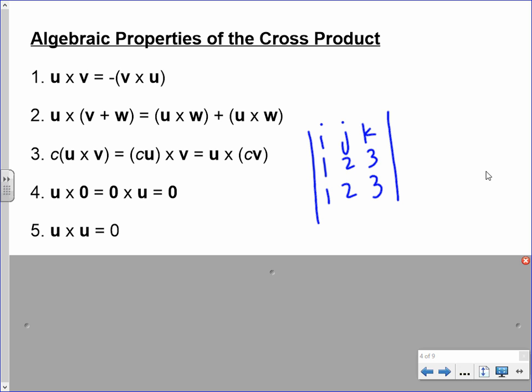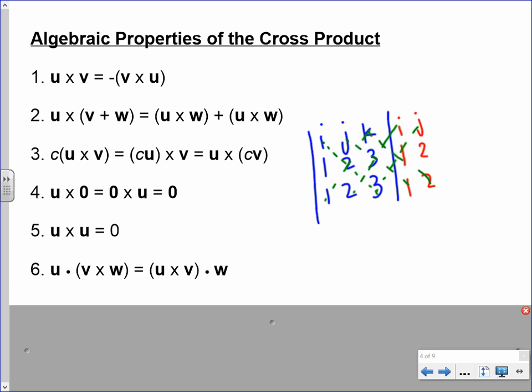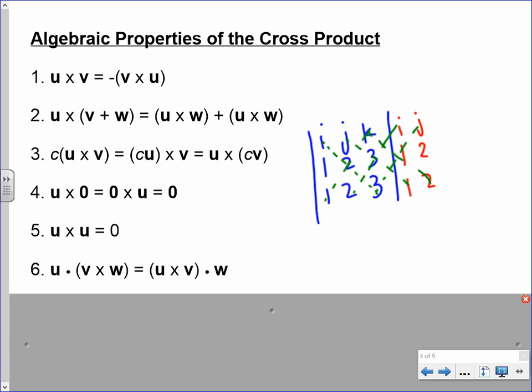If we look at a determinant with U and U, then what's going to happen? Your diagonals are all going to be the same, and so when you subtract them, they're going to cancel out. So U cross U is 0. And then finally, and we'll talk about this one a little bit more later, U dot V cross W is the same as U cross V dot W.